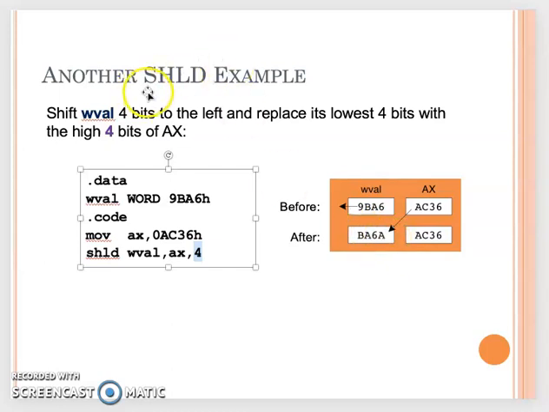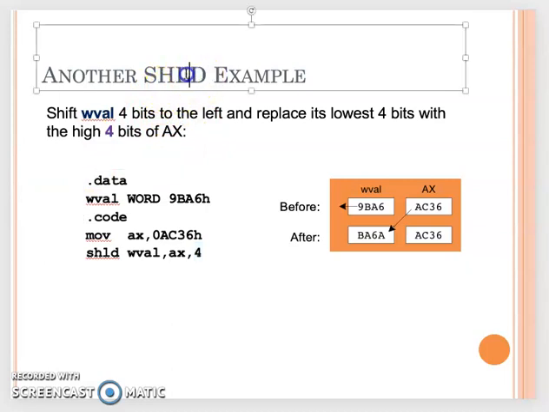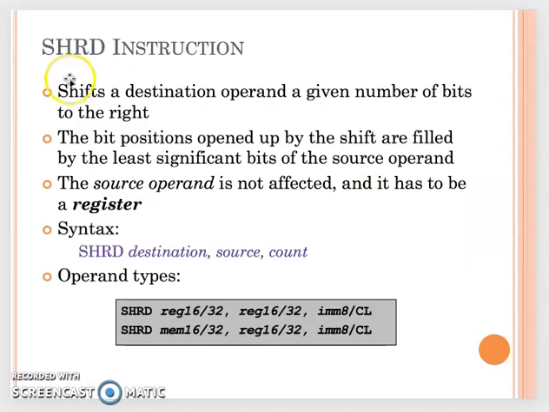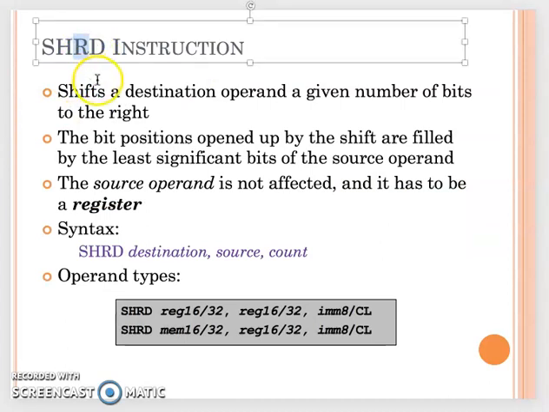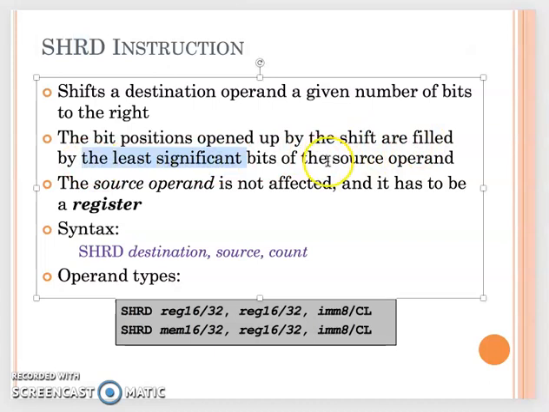On the other hand, you shift to the left with the source value. The same thing, as you can guess, we have SHRD. SHRD will be very similar, but we shift to the right. So when you shift to the right, your most significant bit opens up. When you shift a destination operand a given number of bits to the right, the bit positions that open up will be filled by the least significant bits of the source operand.